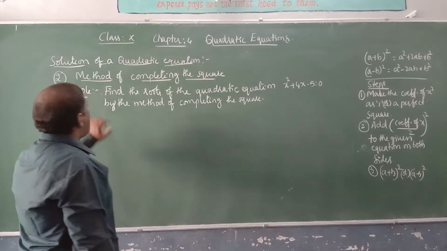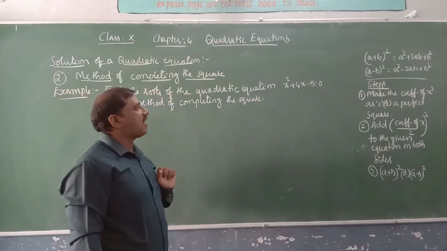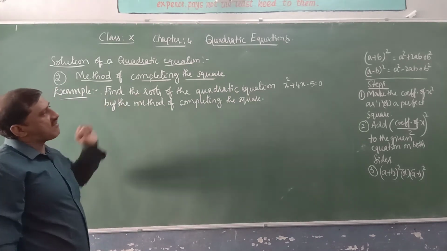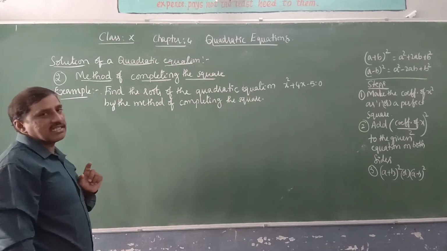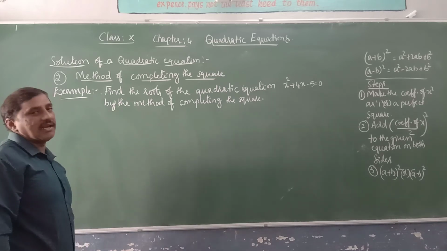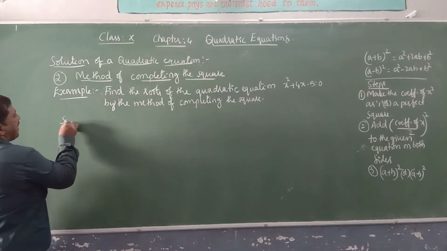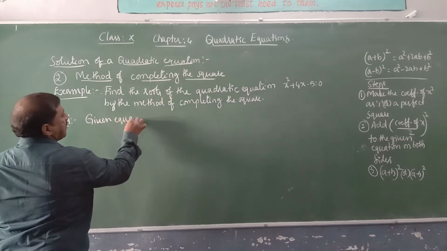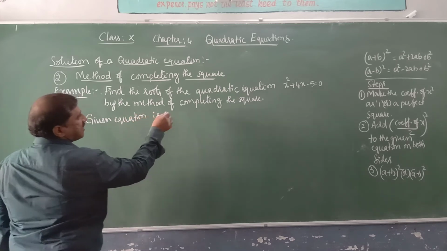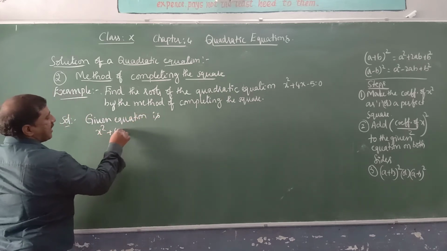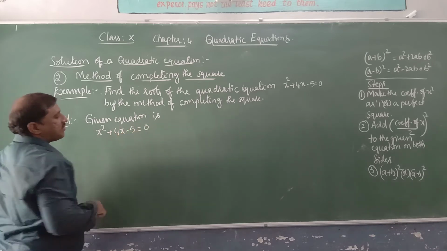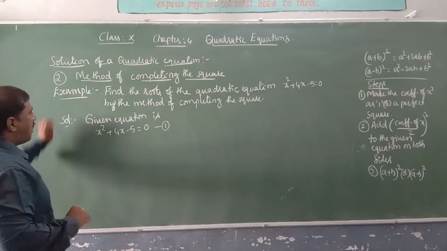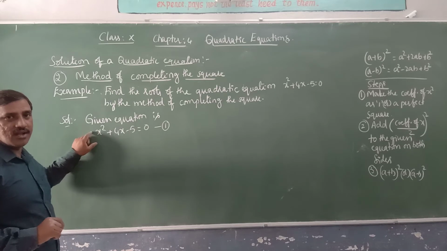Now we will discuss one sum. Find the roots of the quadratic equation x square plus 4x minus 5 is equals to 0 by the method of completing the square. So here the given equation is x square plus 4x minus 5 is equals to 0. You take this as equation 1. Now what is the coefficient of x square? It is 1, so no need to make it.